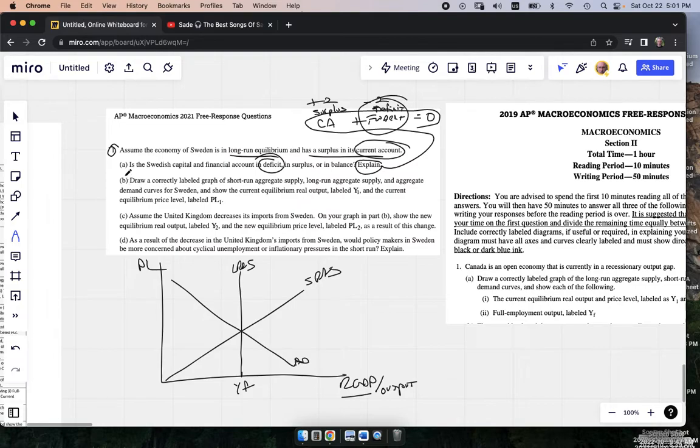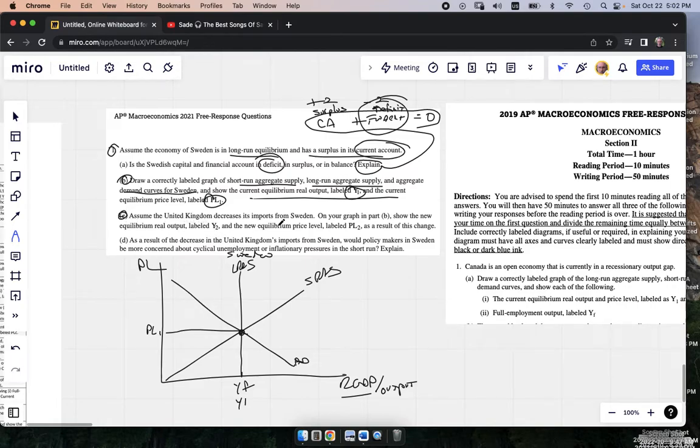Good to go. Draw a correctly labeled graph of the short run aggregate supply, long run aggregate supply, and aggregate demand curves for Sweden. Show the current equilibrium Y1, PL1. So instead of YF, I would have done Y1 there. PL1 is right here. All right, we're in long run equilibrium, and then something changes.